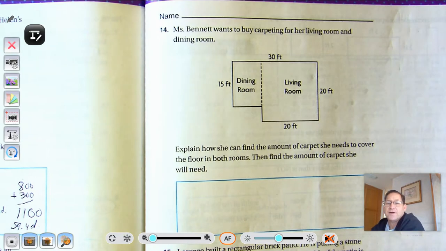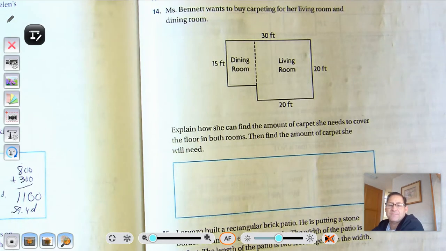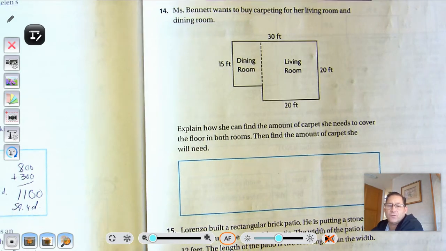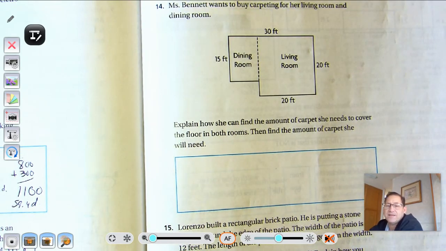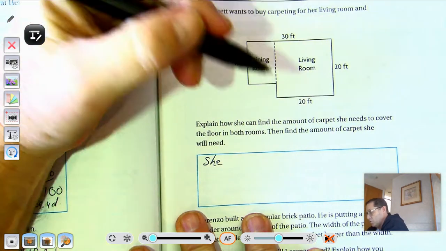Ms. Bennett wants to buy carpeting for her living room and dining room. Explain how she can find the amount of carpet she needs to cover the floor in both rooms. Then find the amount of carpet she will need. Okay, we're going to need to find the area of both rooms.